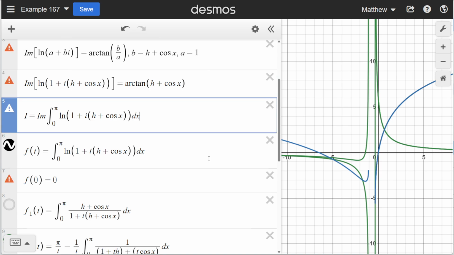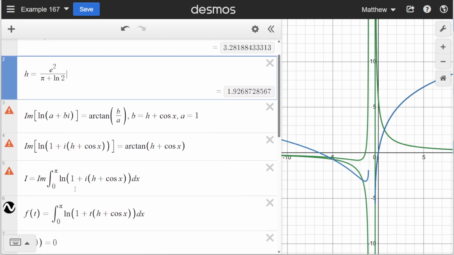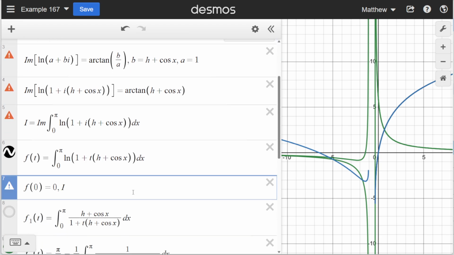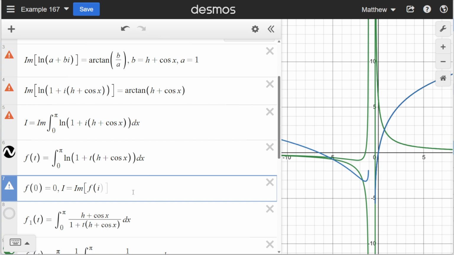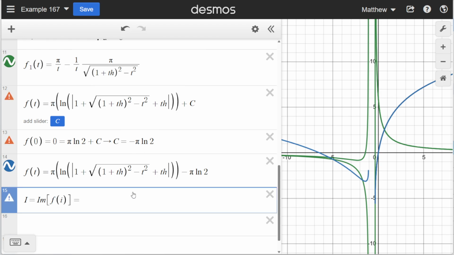I forgot to write that down, but this is our original I, and so I is the imaginary part of this, which is the imaginary part of this at t equals i. So we can also say that I is equal to the imaginary part of f evaluated at i. Let's copy this down here and then say what it actually is.